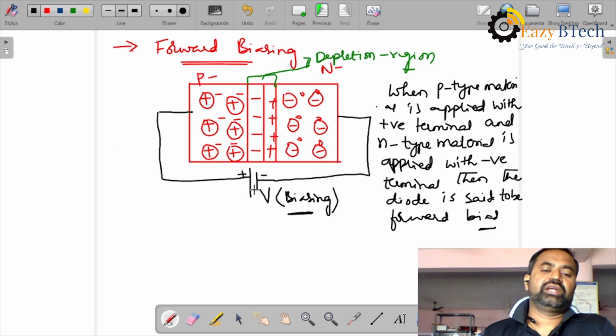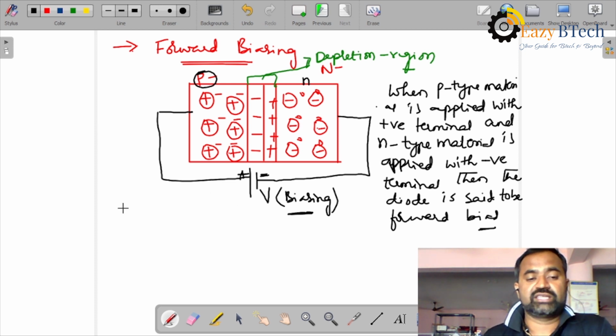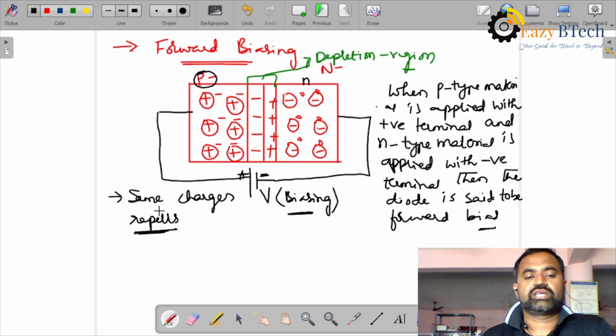Okay, when a positive terminal of the battery is connected to P-type element and a negative terminal of the battery is connected to N-type terminal, then the diode is operated in forward bias. What happens under forward bias? Because the same charges repulse. Same charges repulse and opposite charges attract.